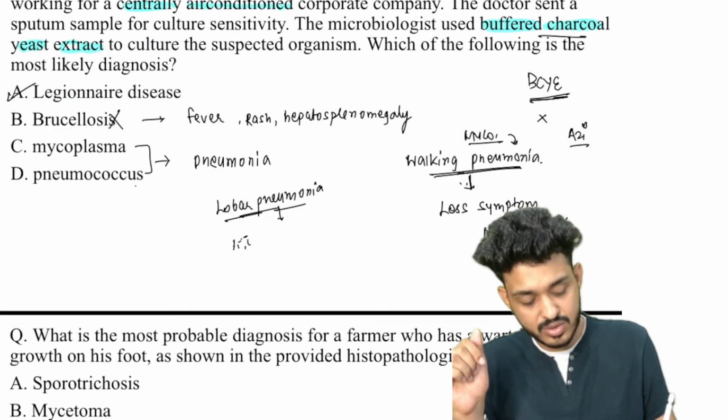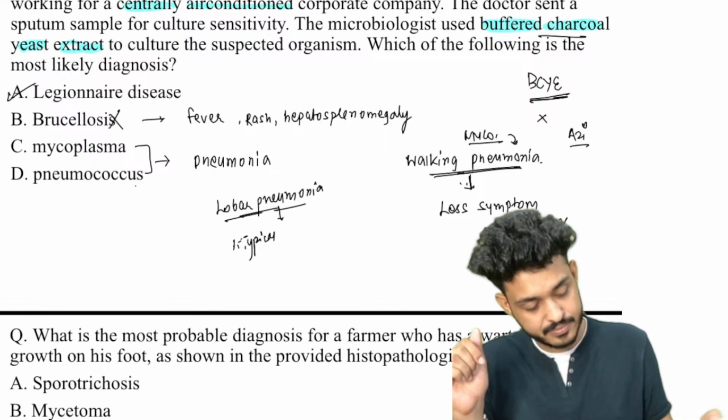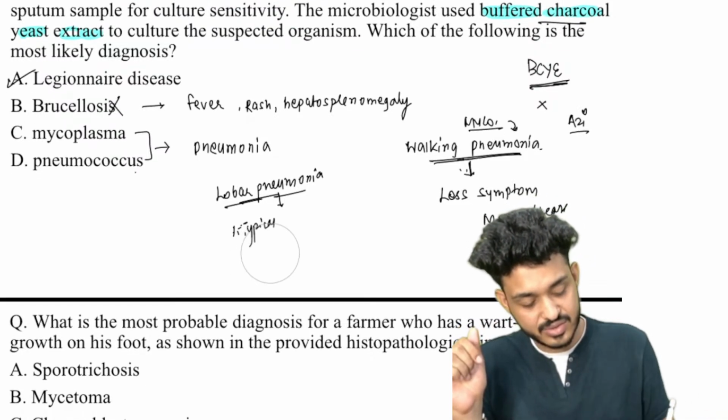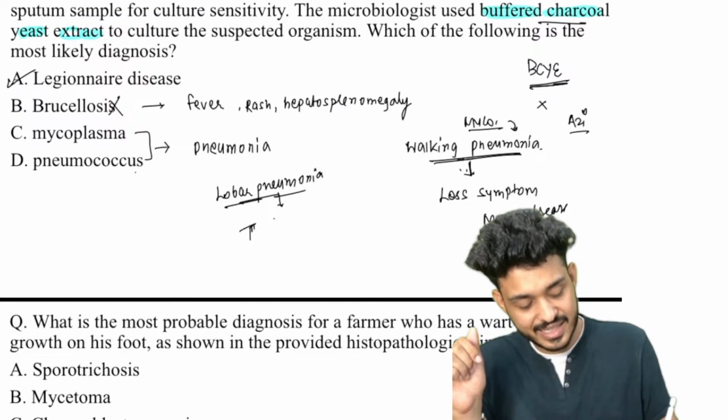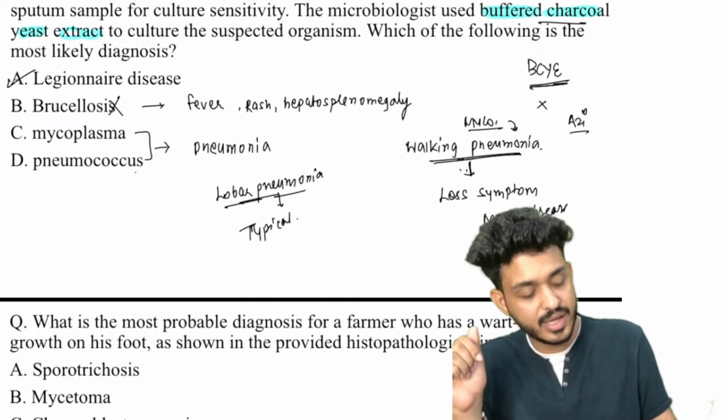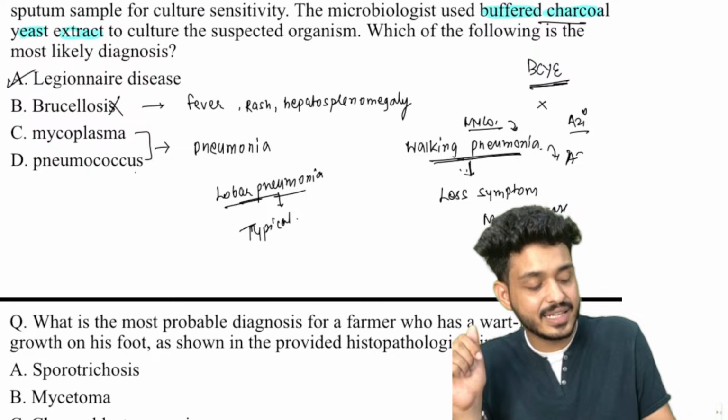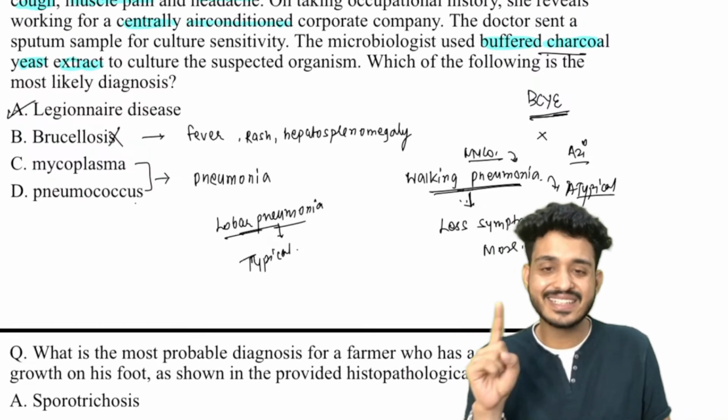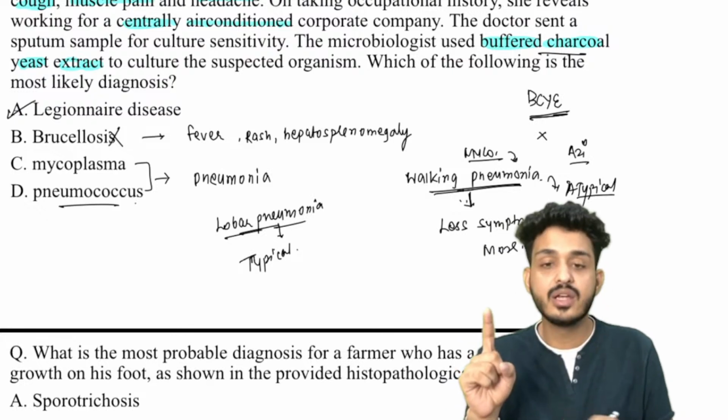Lobar pneumonia, also known as typical pneumonia. Sorry, this one is known as typical, another one is known as atypical. This is your typical pneumonia, and walking pneumonia is atypical pneumonia. Okay, most common cause of meningitis, if they ask you, your answer will be pneumococcus, okay?